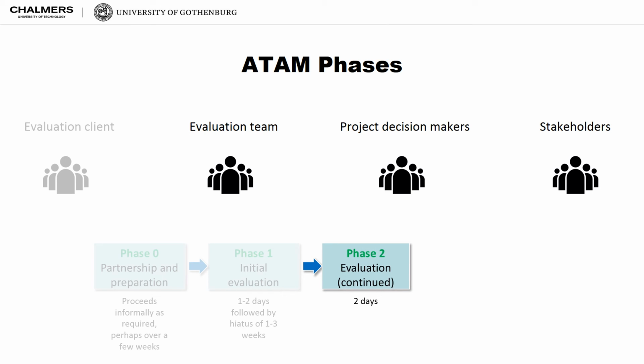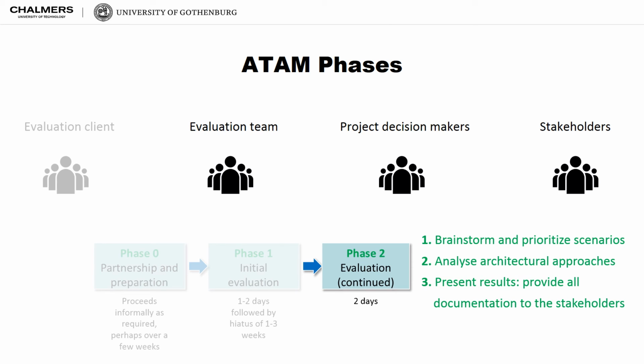For phase 2, the architectural stakeholders join the proceedings and analysis continues, typically for 2 days. The new stakeholders bring in new scenarios that might have been missed in phase 1. The evaluation results are then presented in terms of architectural approaches, documentation, scenarios and their prioritization, utility tree, risks discovered, non-risks documented, sensitivity points, and trade-off points found. The phase is expressed in terms of 3 steps, as you can see on the slide.